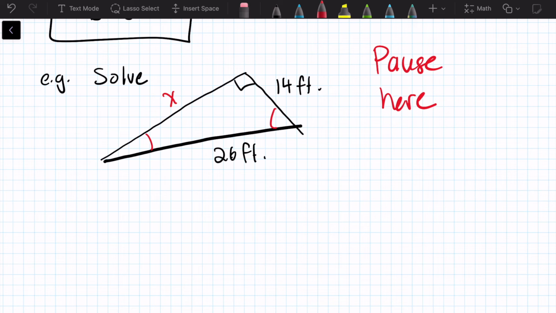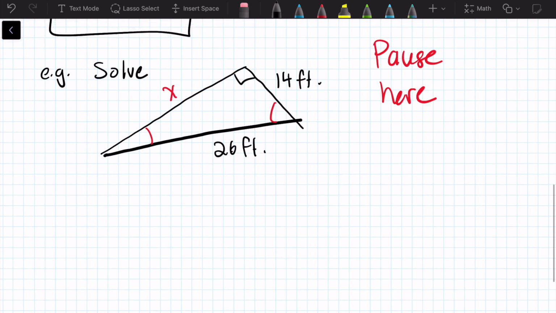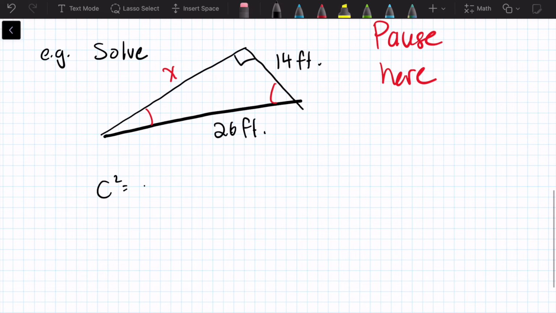But what we can do is use the Pythagorean theorem. So remember that is c squared equals a squared plus b squared. And if we're looking at this, c, remember, has to be our hypotenuse, which in this case is the 26 because it's across from the right angle. So we're going to plug that in.